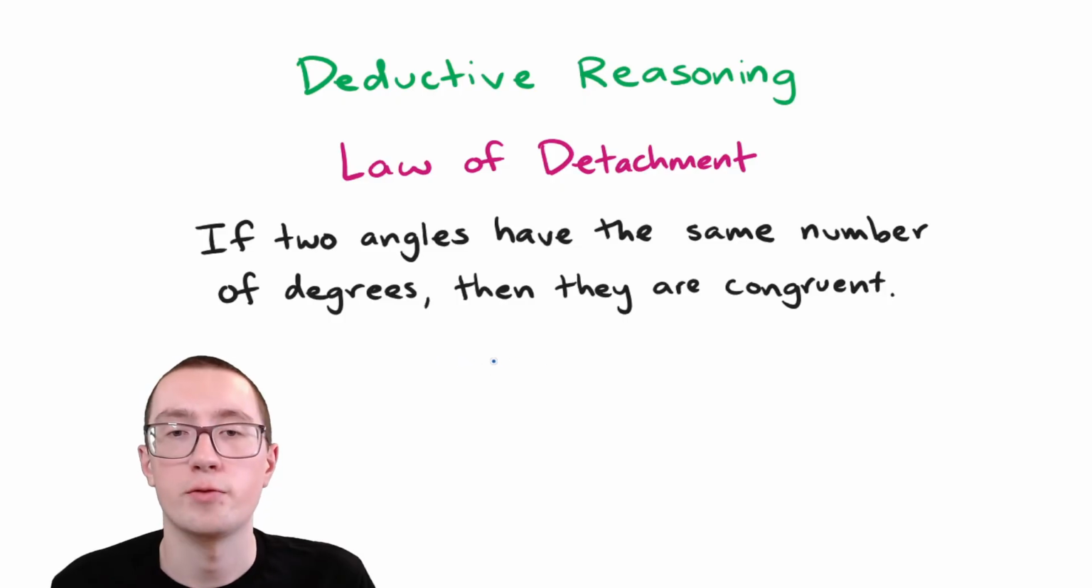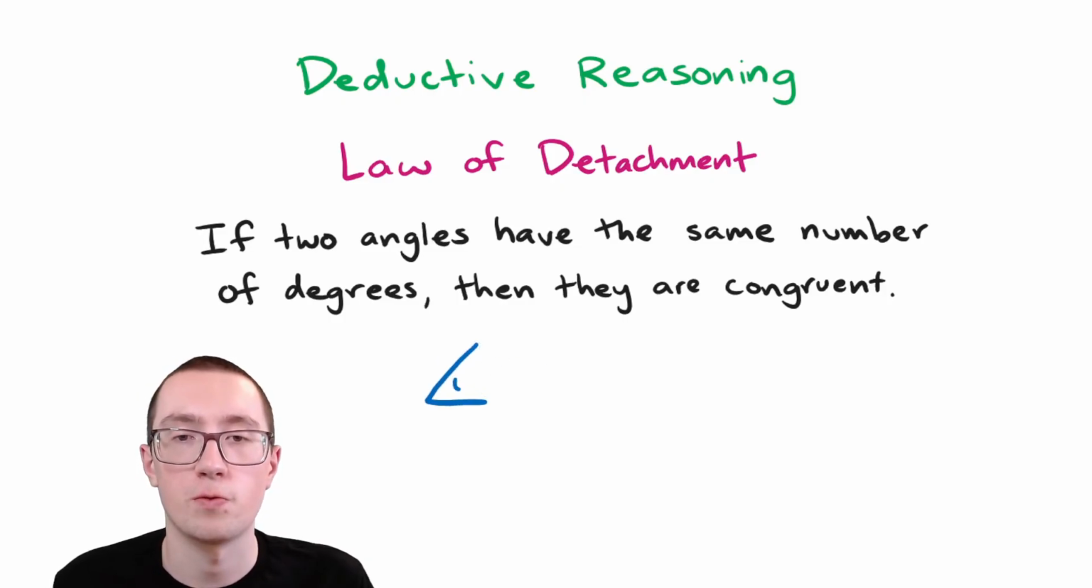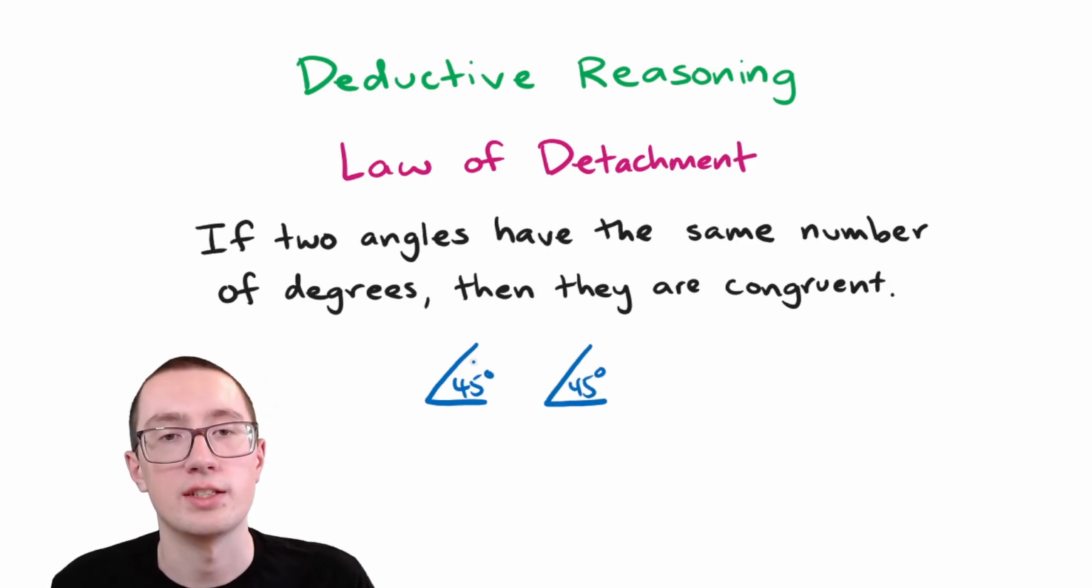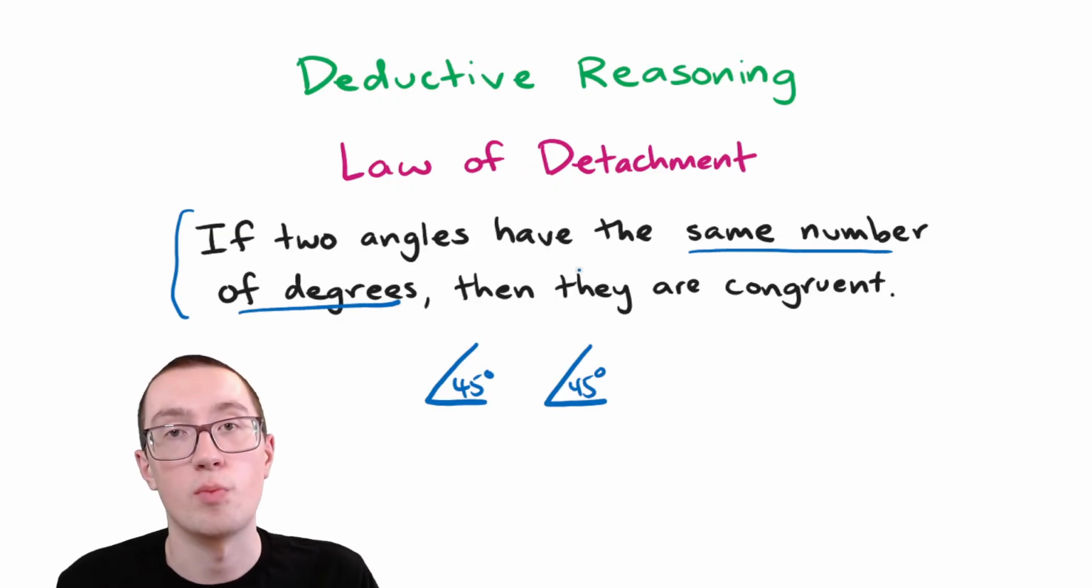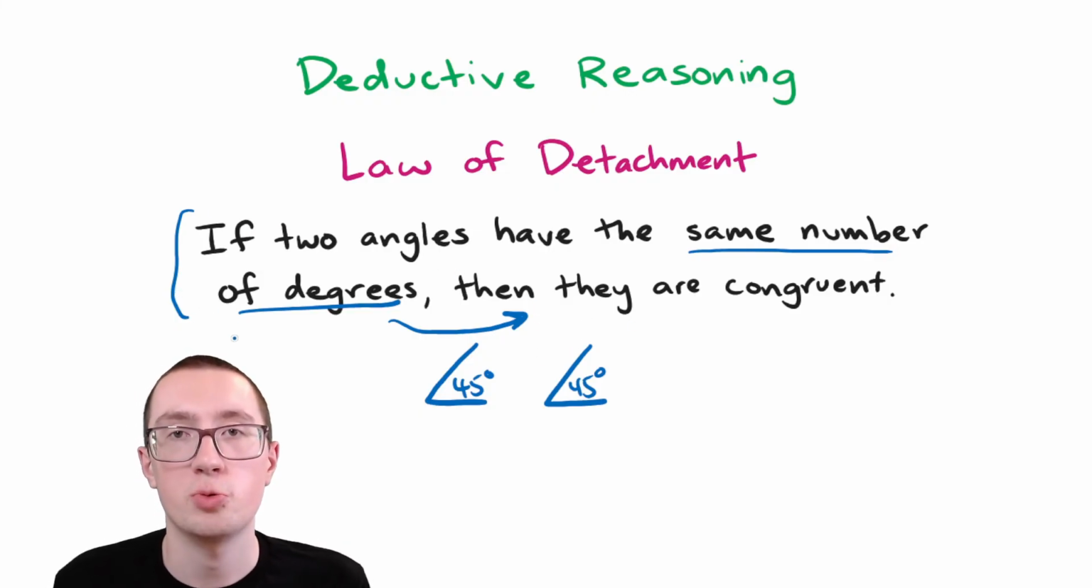So let's say I have two angles. One angle is 45 degrees, and the other angle is also 45 degrees. Well, the law of detachment says that because we know this statement here is true, and we know that these two angles have the same number of degrees, then it must also be true that these angles are congruent. So we can use this statement that we know is true to make another statement. Our new statement is that these two angles are congruent.